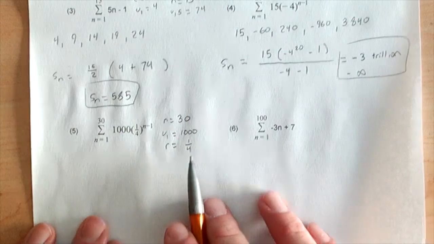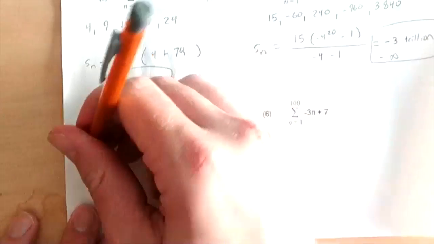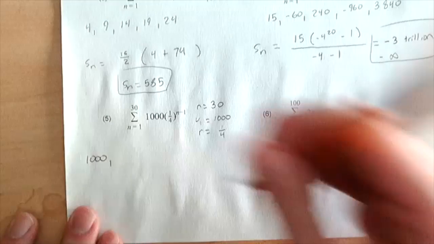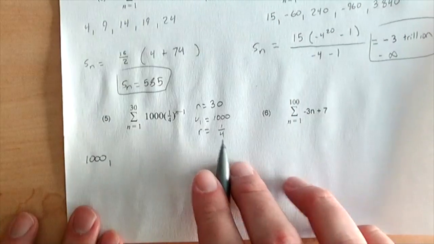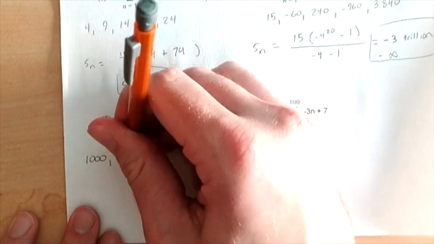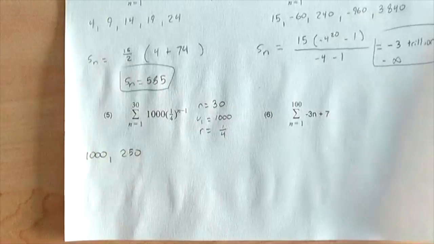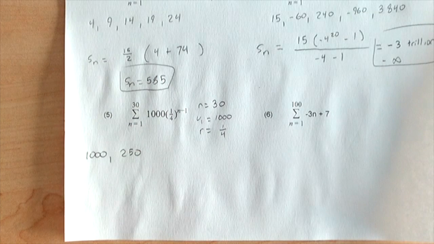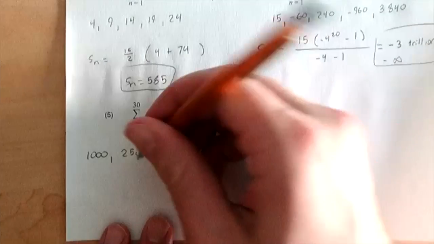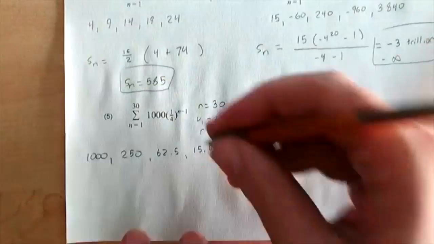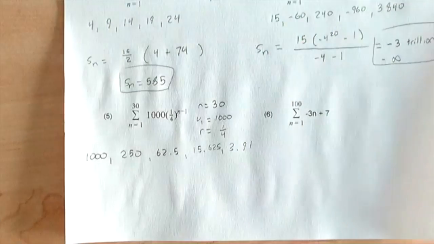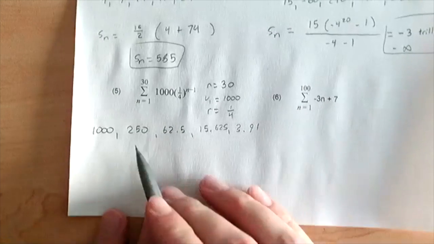And we're going to use that to write in my sequence, my first 5 terms. The first term was 1000, and then we're dividing that by 4. So the next is going to be 250. And then I'm just going to go decimal for the next few. 250 divided by 4 will be 62.5. Like that. It's good to visualize always.